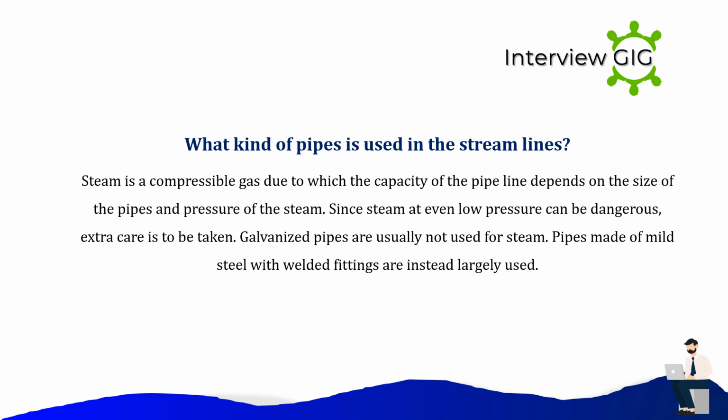What kind of pipes is used in the steam lines? Steam is a compressible gas due to which the capacity of the pipeline depends on the size of the pipes and pressure of the steam. Since steam at even low pressure can be dangerous, extra care is to be taken. Galvanized pipes are usually not used for steam. Pipes made of mild steel with welded fittings are instead largely used.